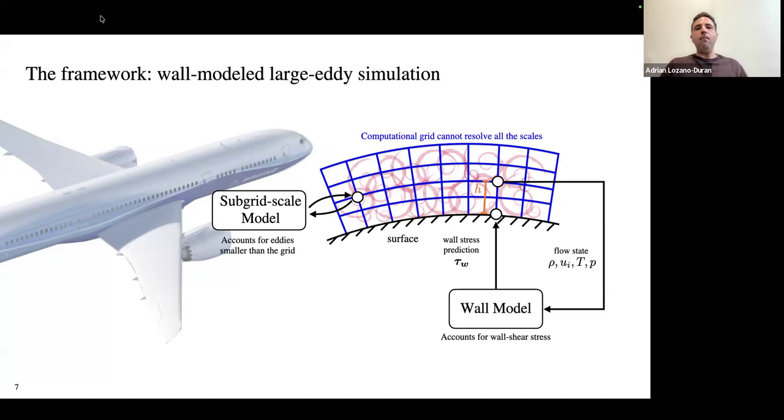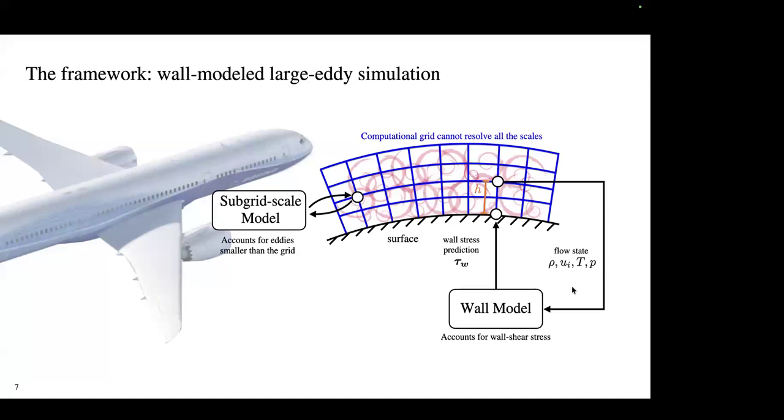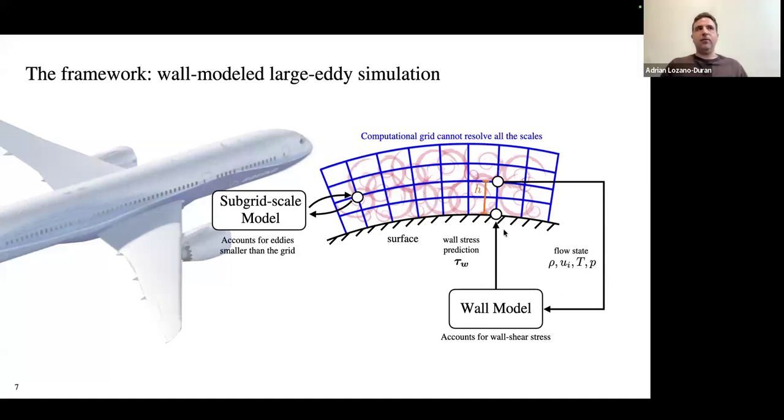And conceptually, in wall-modeled large-eddy simulation, we divide that into two problems. One is the grid scale model. This is accounting for those small scales that we don't resolve, away from the wall. And then we have the wall model. The wall model is accounting for the effect of the small eddies that we cannot capture exactly at the wall.